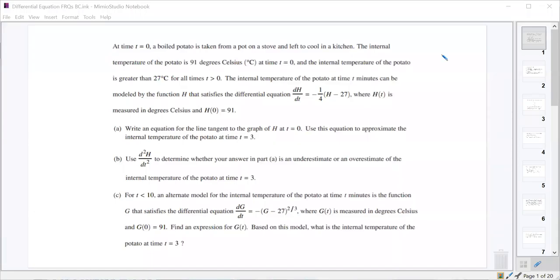We're going to write an equation for the tangent line to the potato. Not really a tangent line to the potato, but we'll pretend it is. Okay, so what's our tangent line? Well, first off, we need a slope and we need a point. The point should be 0, 91. And the slope should be whatever you get if you plug in 91 to this.